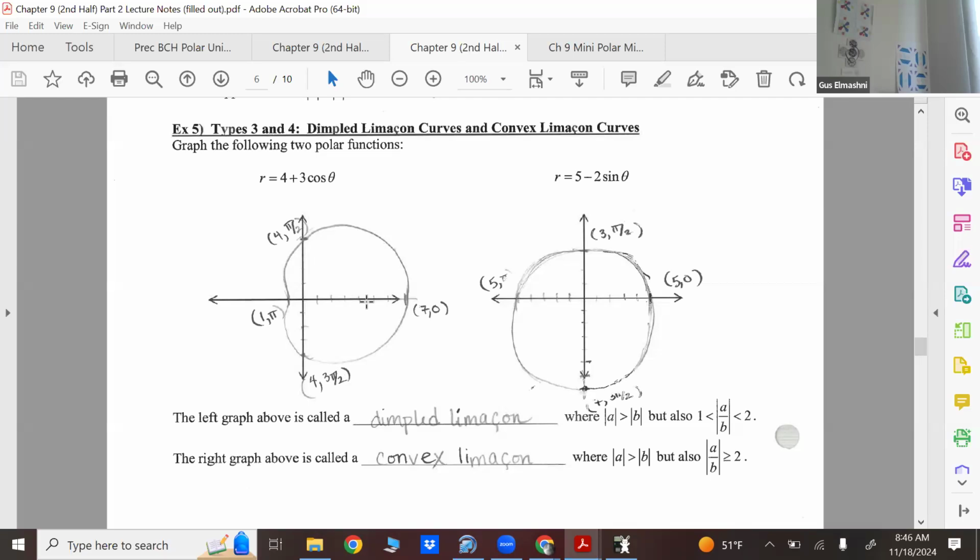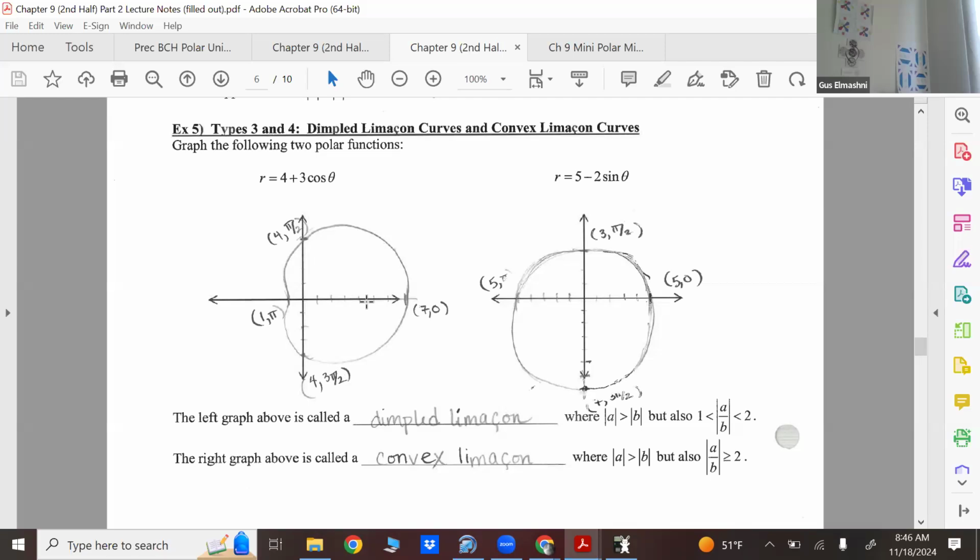hold on a sec here, that's hard to tell. But the sum of these two is 7, right? If you take absolute values, yeah, it goes down to 7 down here. And the difference of these absolute values is 3, so it goes 3 right here. So this is convex, clearly. That's dimpled. I mean, it's kind of hard to tell, but if you follow these rules here, it's kind of a funny rule.